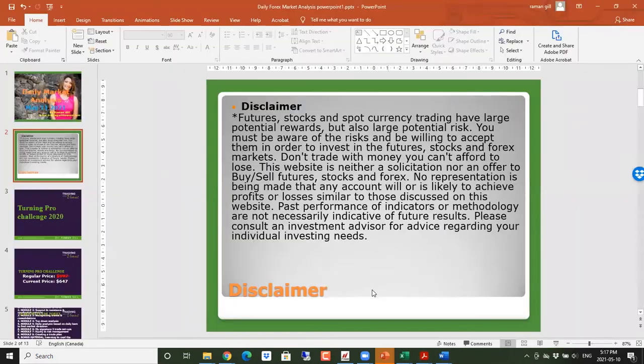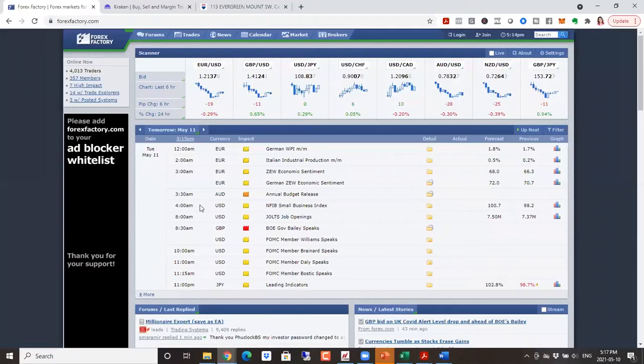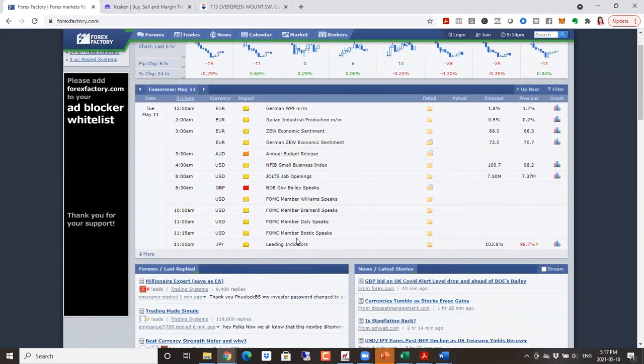As usual, we'll start off by taking a look at our calendar here. So in terms of news that's coming up, we do have Bank of England Governor Bailey speaking. So we will have to look at the forward guidance here. Already we have seen Canada talking about interest rate hikes or tightening of monetary policy, and Bank of England did the same as well.